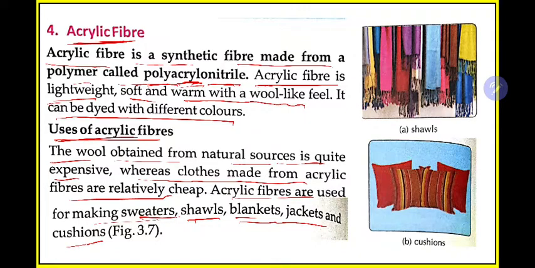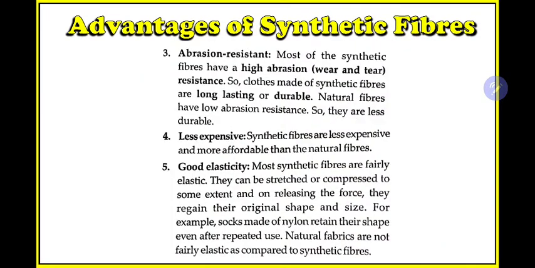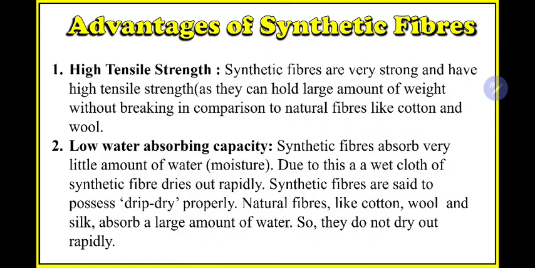So today, up to this much, we have learned the different types of synthetic fibers. Mainly we have learned rayon, nylon, polyester and acrylic fibers. Now we will move on to some advantages and disadvantages of synthetic fibers. There are only a few advantages and disadvantages. Then this class is over.